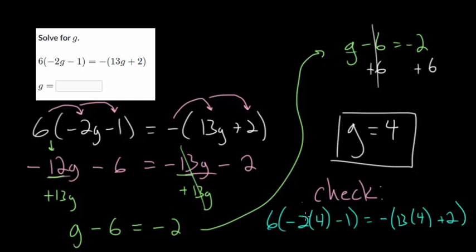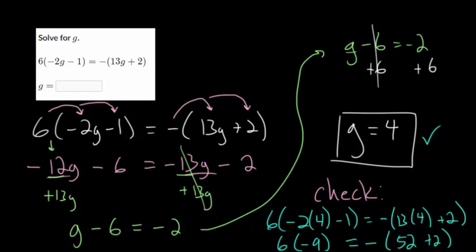So let's see if this is true. And here we have minus 2 and 4 make minus 8, and then minus 1 would be minus 9. So we have 6 times minus 9, which will be minus 54. And over here, we have minus 13 times 4. We can do 4 times 10, which is 40. 4 times 3, which is 12. And 40 plus 12 is 52. And we'll add 2 to that, and then take its opposite. So notice both sides do simplify to minus 54 when you fully simplify them. So that means we can feel very confident that this is in fact the right answer.